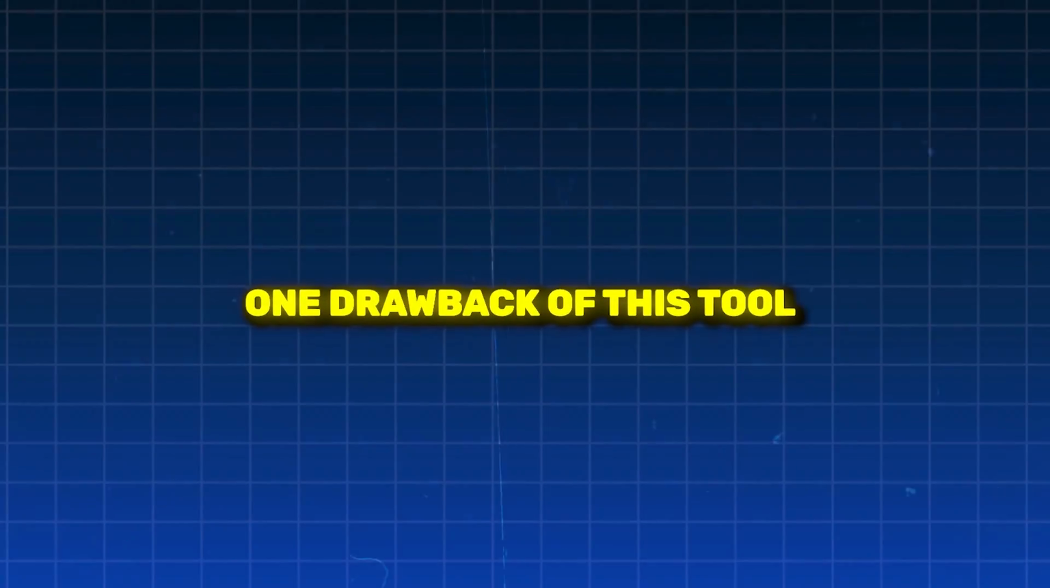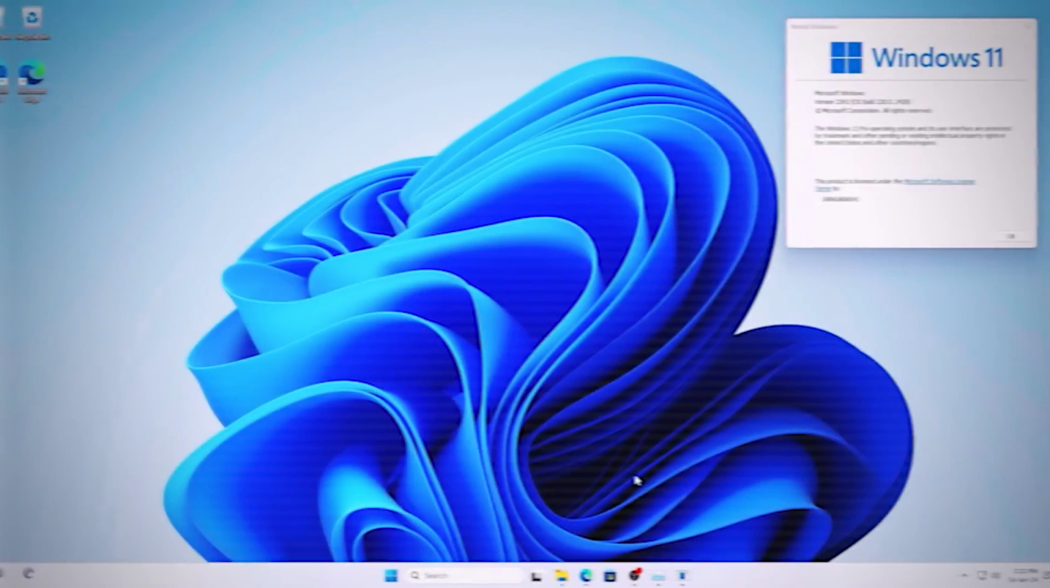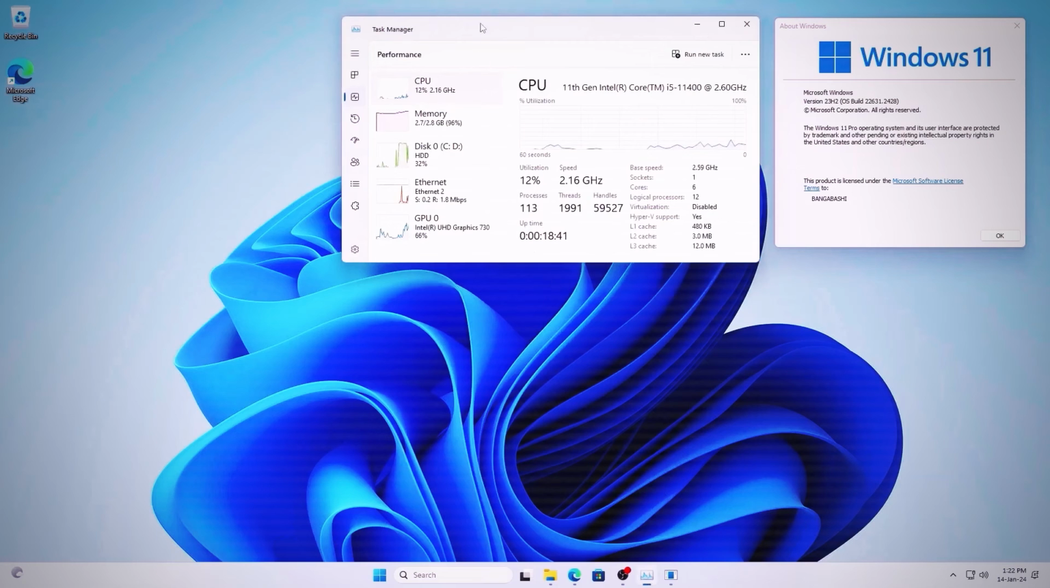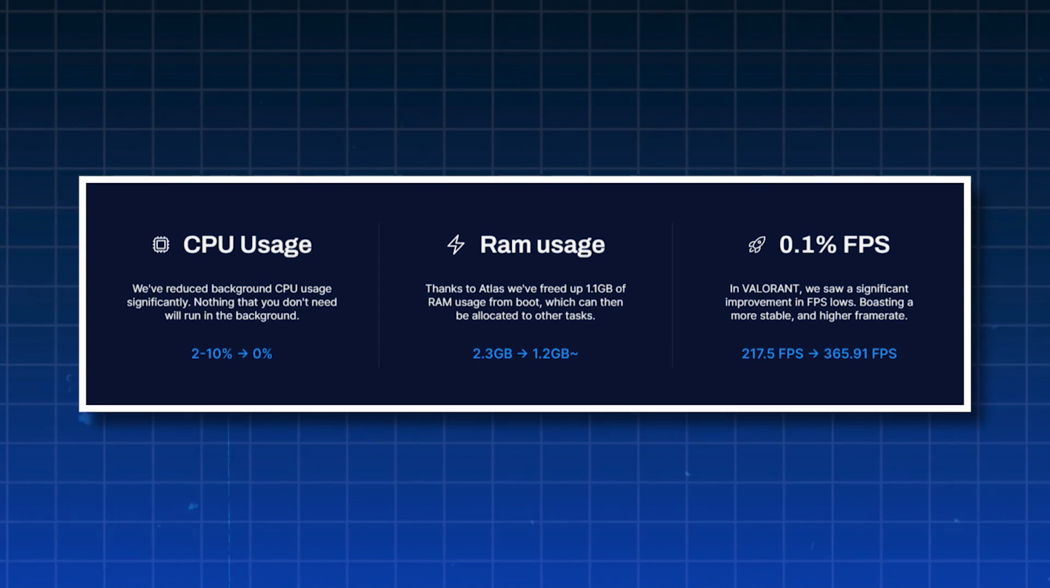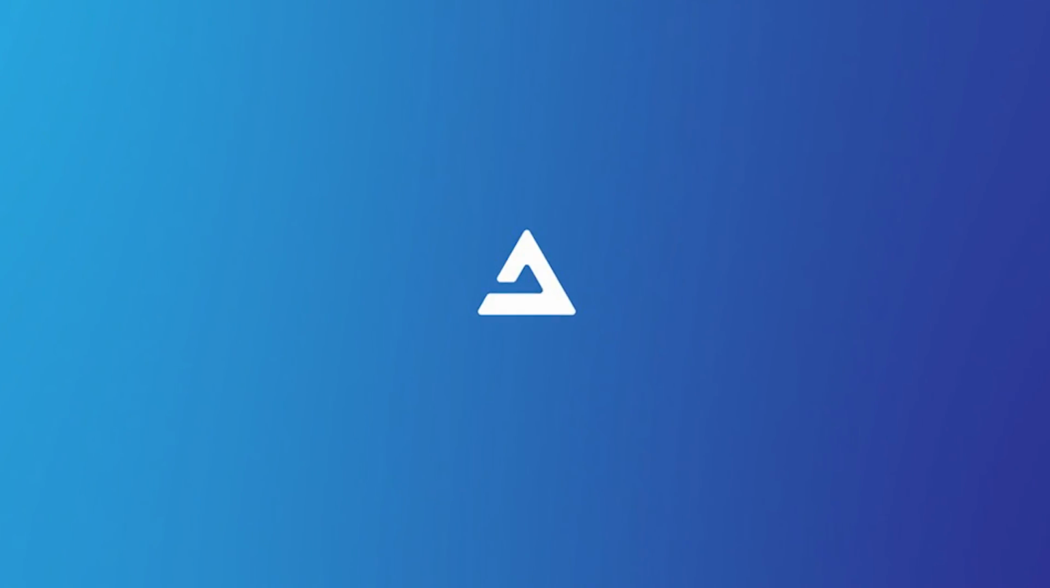One drawback of this OS is security. It removes Windows Defender, restore points, and system reset. Overall, Atlas OS is a well-designed, good-performance custom Windows build. But users should weigh the potential benefits against these drawbacks for their system.